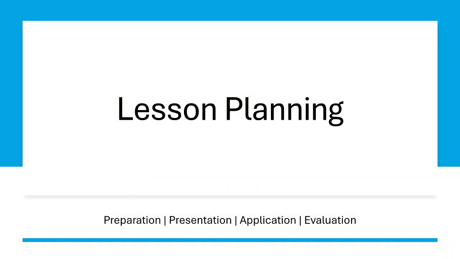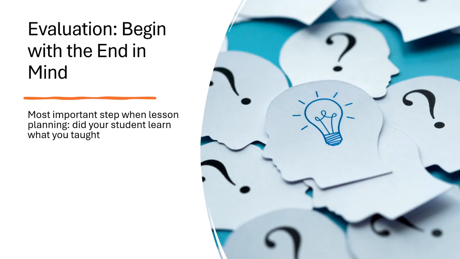Lesson planning consists of four parts. First being preparation. So even before you meet the student, you find out what your topic is and you start to prepare. Presentation is when you're actually giving the student the information. Application, student gets to practice what you've just taught them. And then finally, evaluation. This is the testing at the end to show you and your student that they have learned what you hope to teach them.